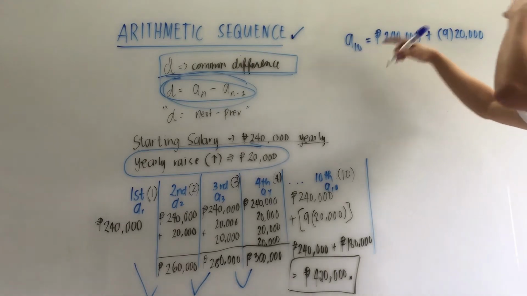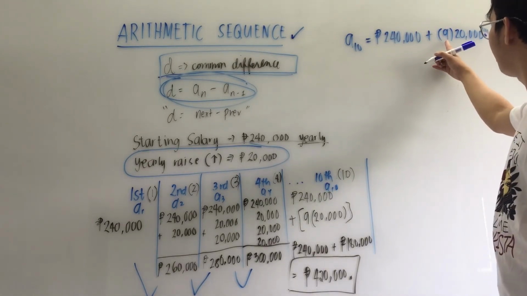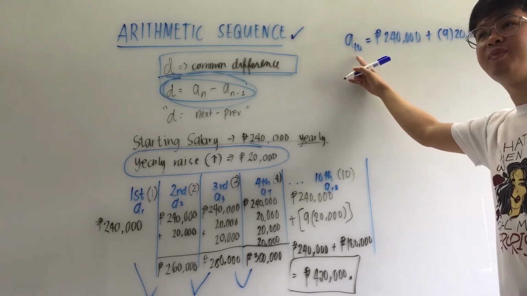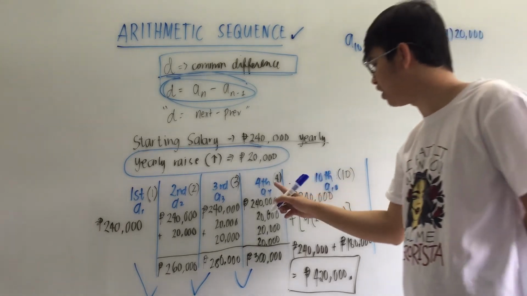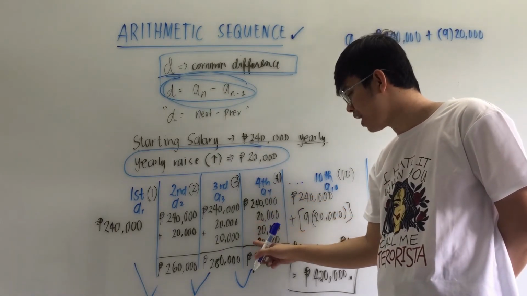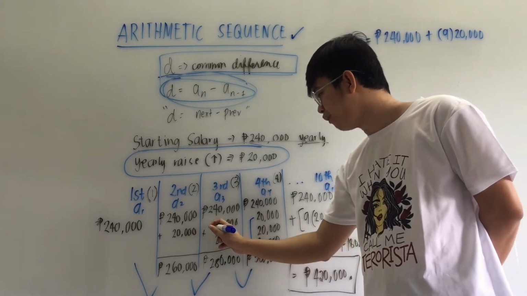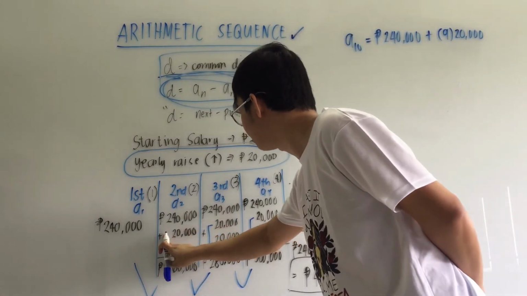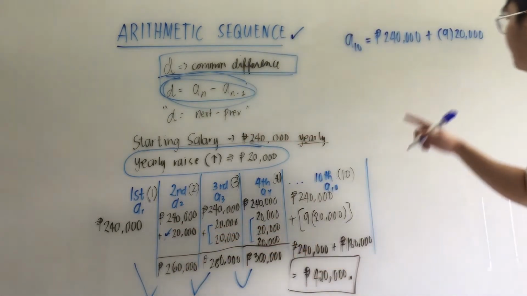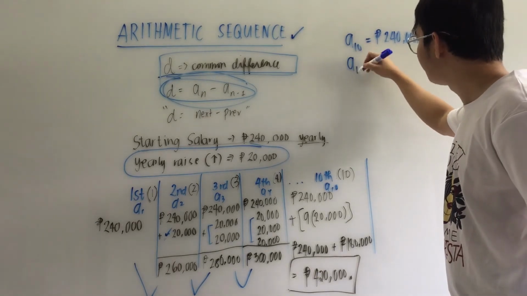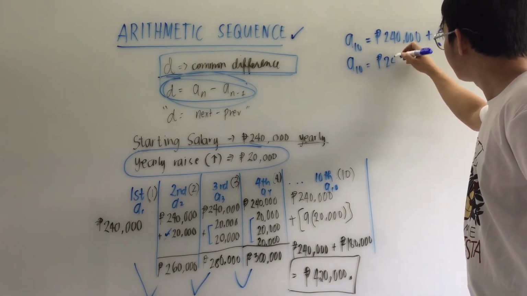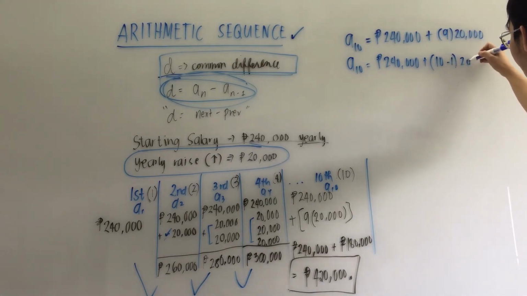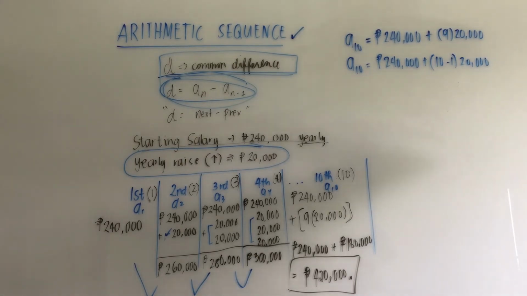What happened to 10 here? If this is, technically, this is 9, right? So therefore, what happened to 10? It is being reduced by 1. It's like what we have here. If this is 4, how many 20,000 would we add? 3, correct? And then 2 for A3, and then 1 for A2. Therefore, this is not negative. Okay. And then this becomes what? So therefore, we can have it as A sub 10 equals 240,000 plus 10 minus 1, correct? Times 20,000. This is in pesos, okay?